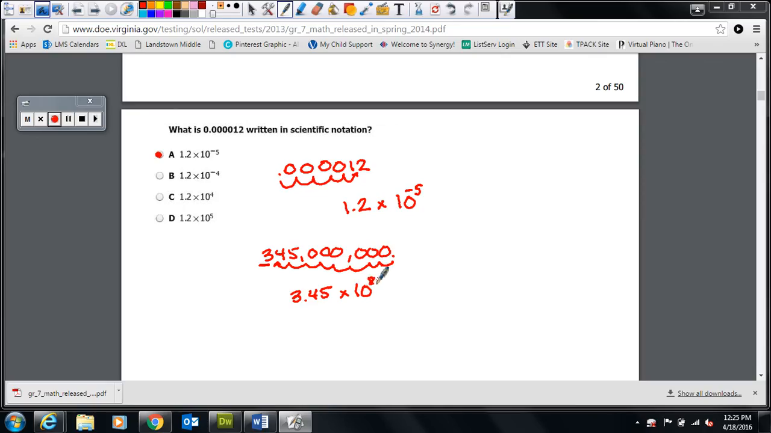Now, is this 8 a positive or a negative? Well, if you recall the rule that I just talked about, if this is an extremely large number, which it is, the exponent is positive. If it was an extremely small number, like our first example, the exponent will be a negative. And that's how we determine whether the exponent is positive or negative when converting from standard to scientific.